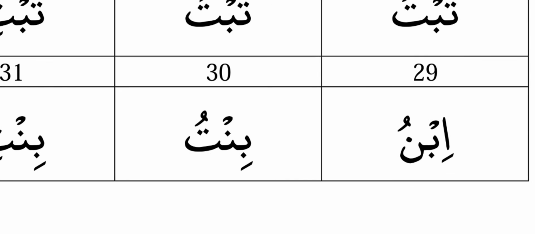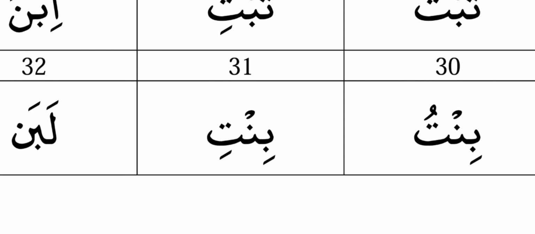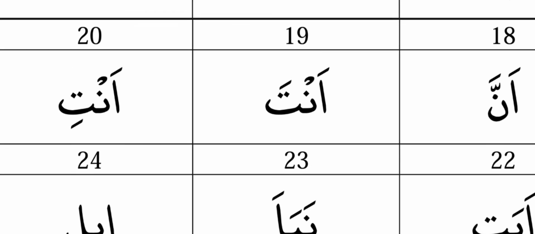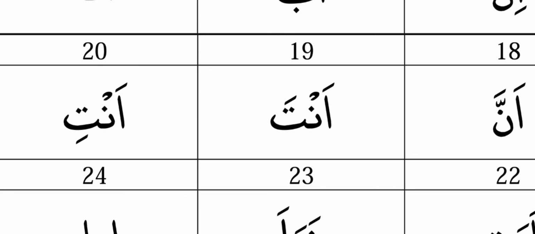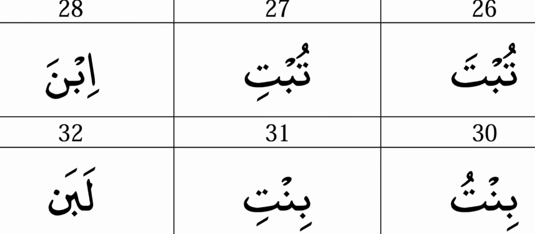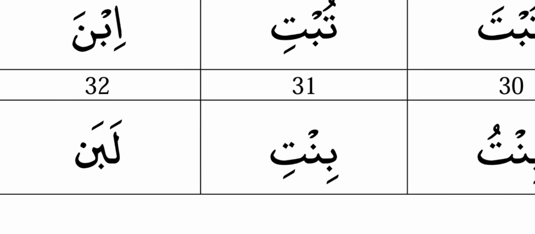Number 30, bintu. 31, binti. You see the same happens with bintu and binti as we saw with anta and anti, because again we have a nun sakina followed by a ta with a haraka, a, i, u. It doesn't matter. And 32 is laban. Shukran.